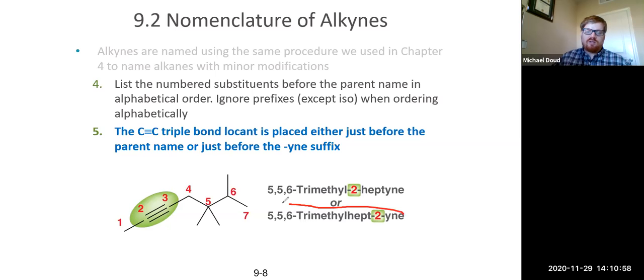Let me just circle it. So get in this habit down here, because next semester you're going to have things that are alkynes and alcohols. And it's going to be confusing if you try to put the numbers at the front. So the numbers at the end are going to make a lot more sense for reasons that will become clear.